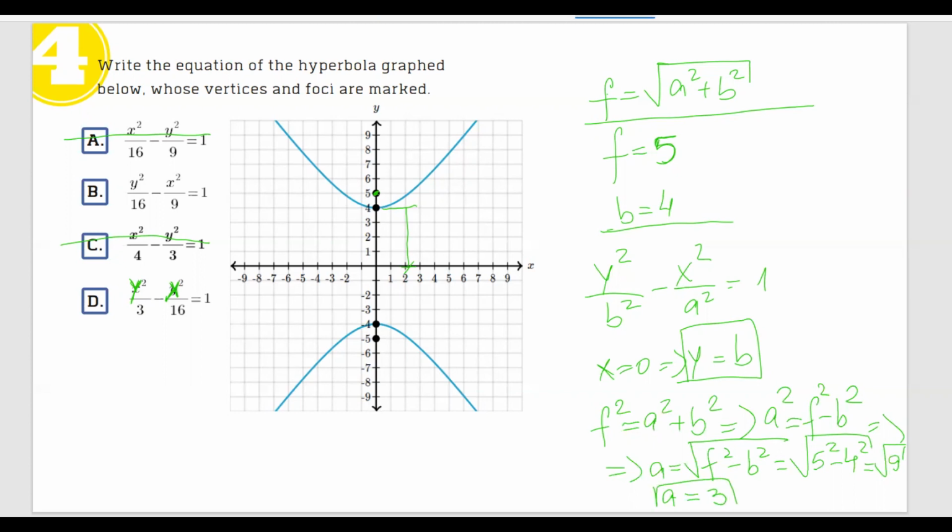Okay, so my equation is going to look like this coming back here. y squared over 4 squared minus x squared over 3 squared equals 1. Or this is the same thing as y squared over 16 minus x squared over 9 equals 1. Again, going back to the answers, we get B, which we knew from the beginning, but then I changed D so that it wouldn't be so obvious. I think I just made a mistake. So the correct answer is B.